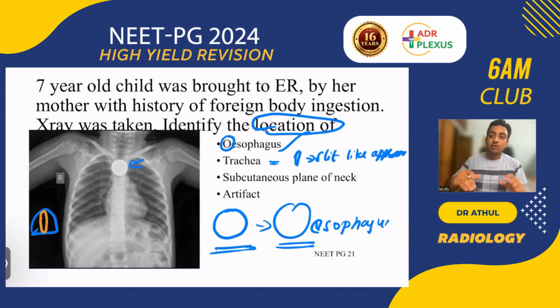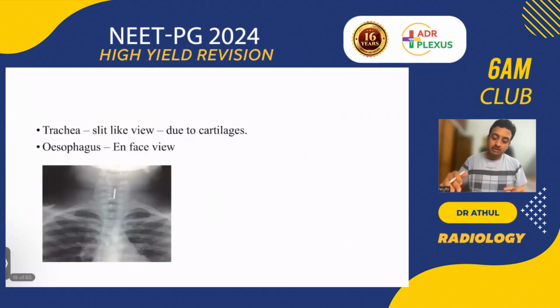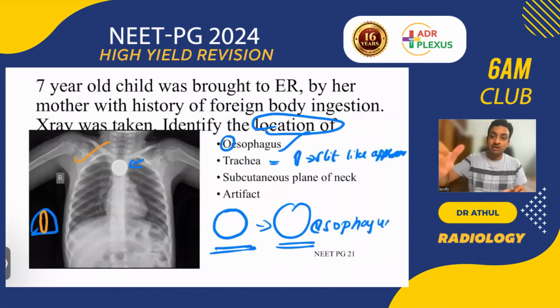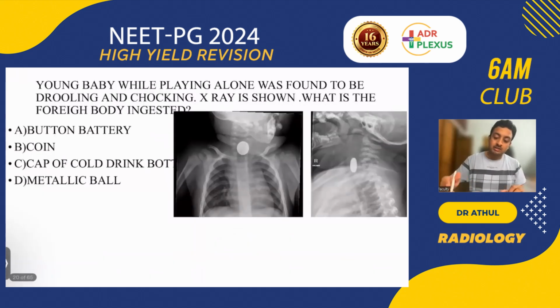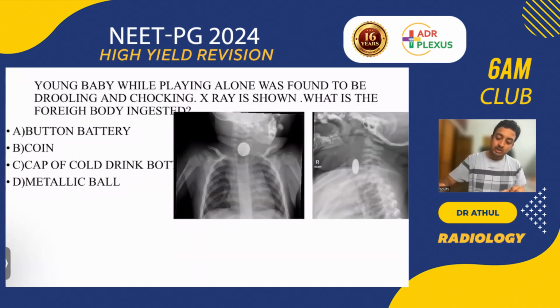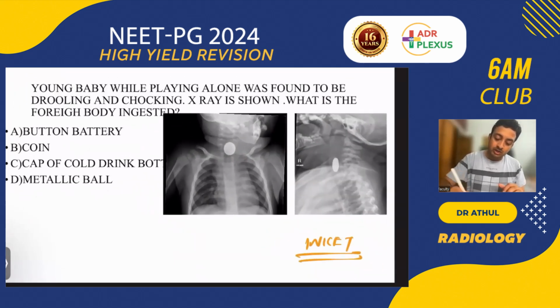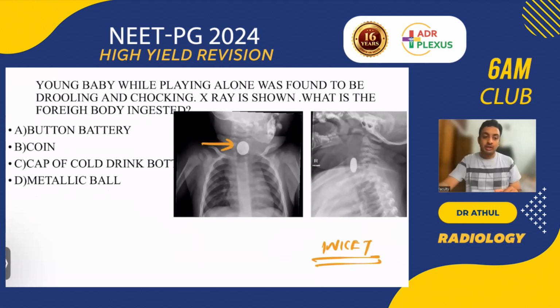So everyone knows this. Then the INICET people came with another question. So this is the slit-like view because of cartilages. Okay. So this is how it is seen in trachea. This is how it is seen in esophagus. You should never make it wrong. And they asked you to identify the type of foreign body in INICET, the last INICET, not this one, the one before. They asked you to find out what is the foreign body. Identify the type of foreign body. So is it A, B, C, or D?